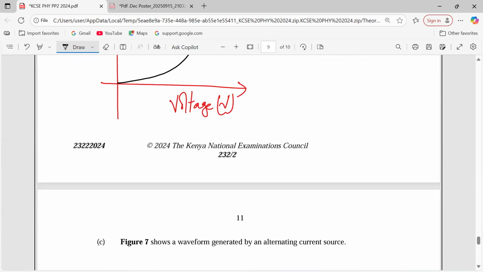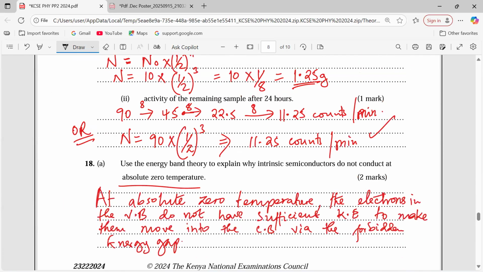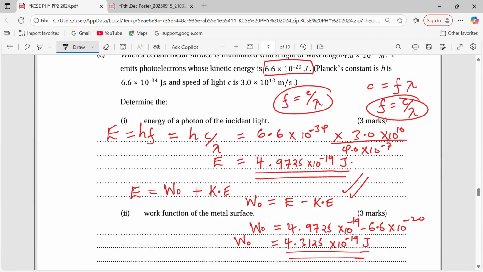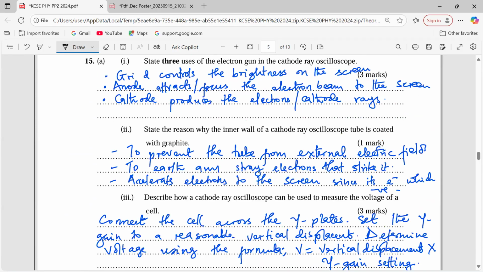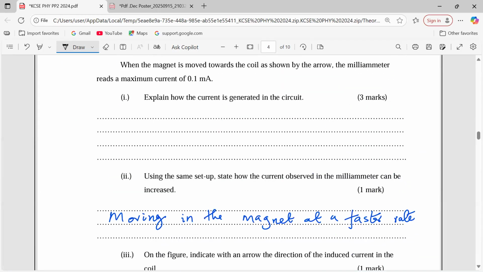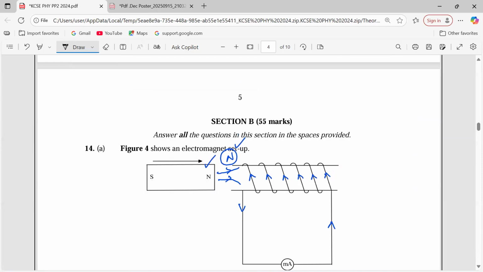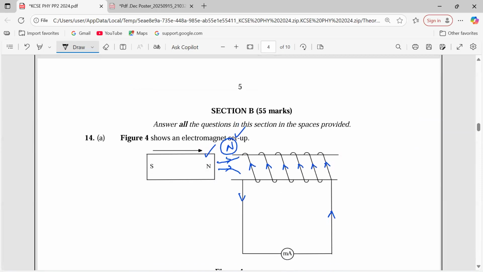So that is section B of paper 2 physics, 2024 examination. A very good paper. I hope you shall invite your friends to this particular program to continue following.